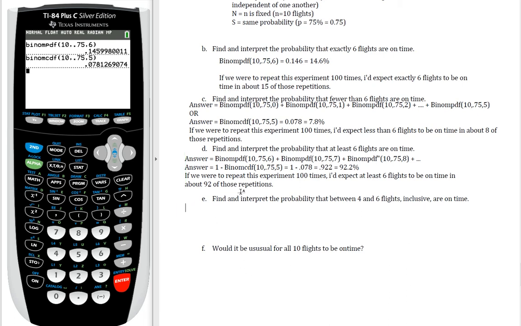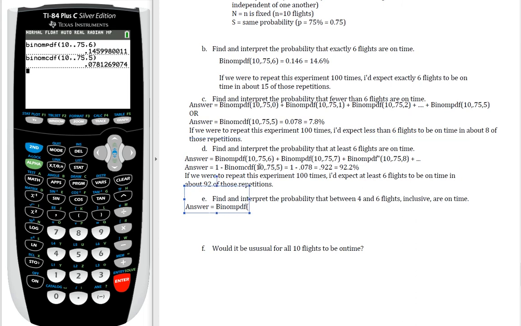Thirdly, or I guess this would be the fourth question that involves actually calculating. Find and interpret the probability that between 4 and 6 flights inclusive are on time. Now this one you can still do with Binomcdf, it's just a little bit weirder. I'll do both representations. In this case, I think Binomcdf is actually easier, so I'll do the answer as if I did Binomcdf.